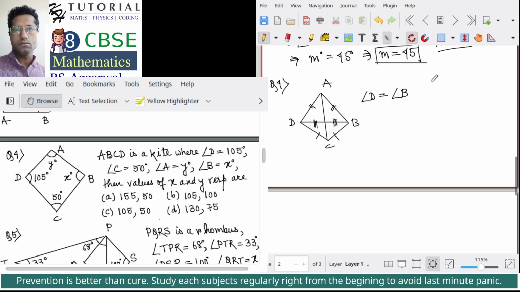So we have to do some trial and error. Let's say angle D and angle B are the equal pair of opposite angles. If this is so, then x will be equal to 105, and we know that the sum of the angles in a kite, since it's a quadrilateral, will be 360 degrees.